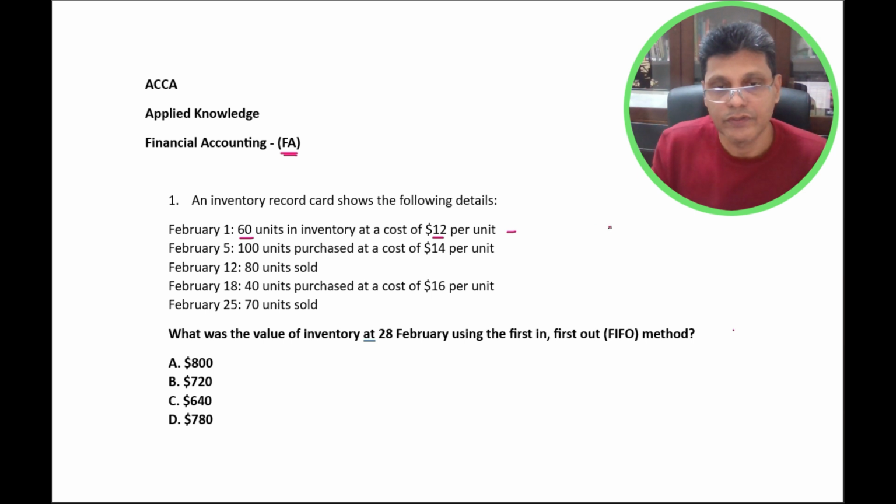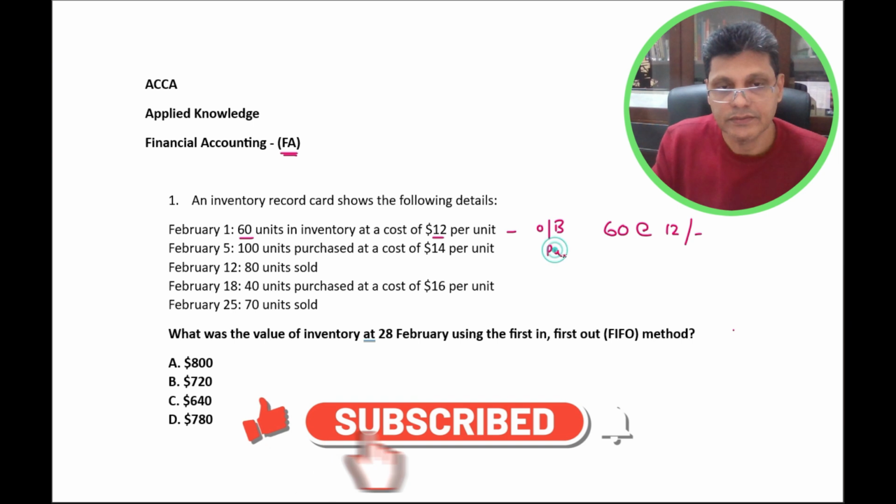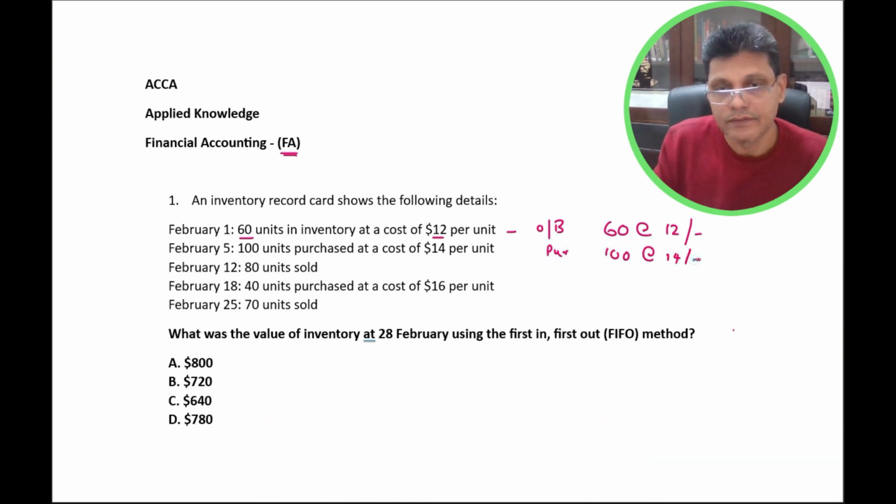So we can take 60 units at the rate of 12. This is the opening balance. Then on 5th February, 100 units purchased at the rate of 14. So this is the new addition. Then 80 units were sold. Now we don't know at which rate this will be recorded. This will depend on the stock valuation method that they use.